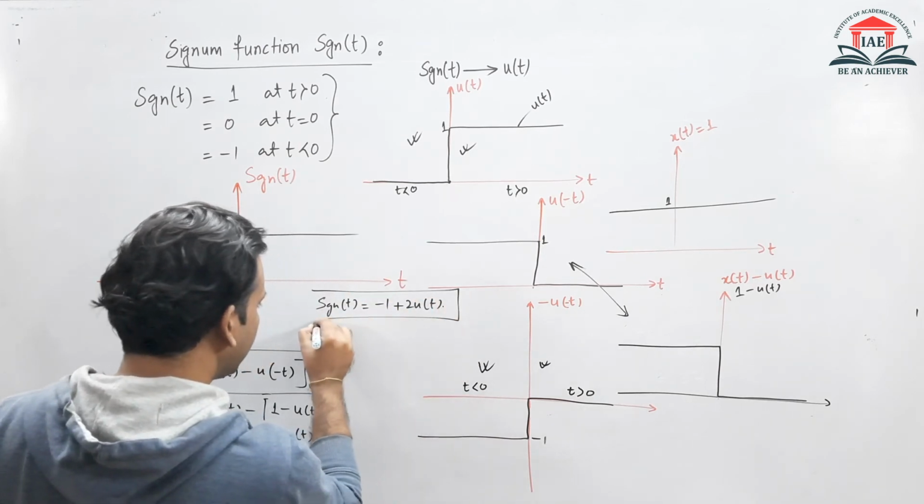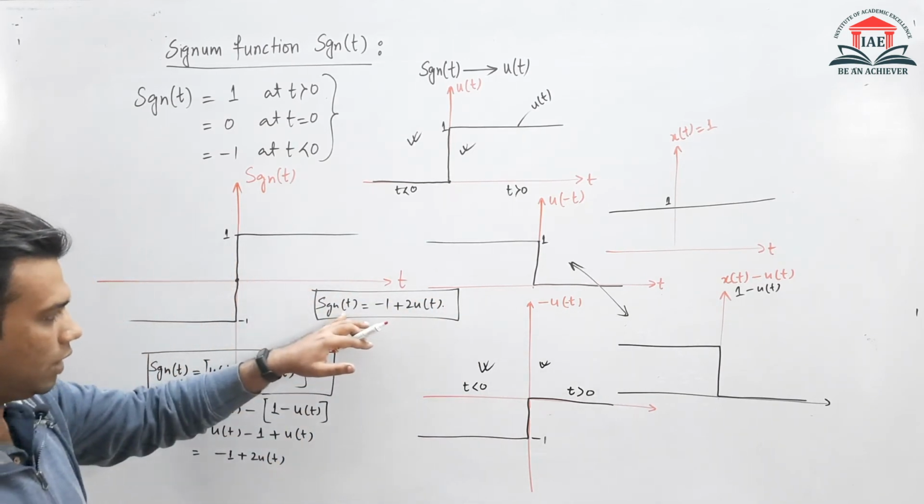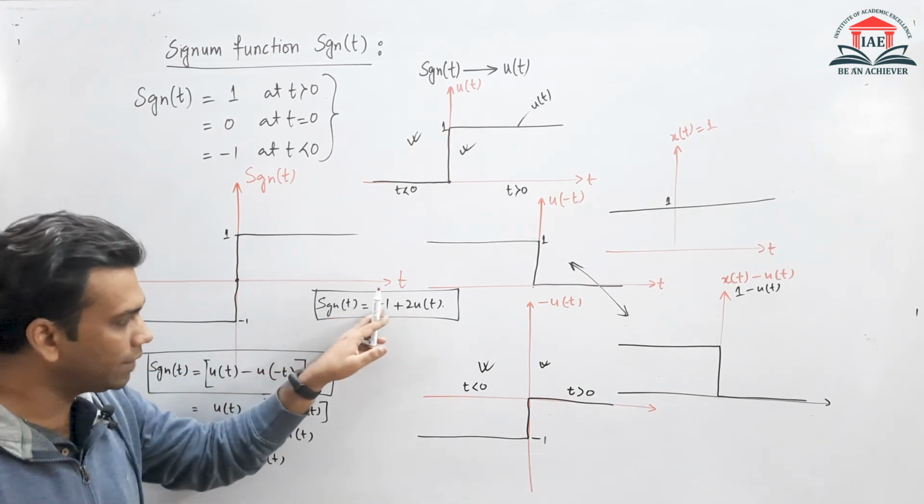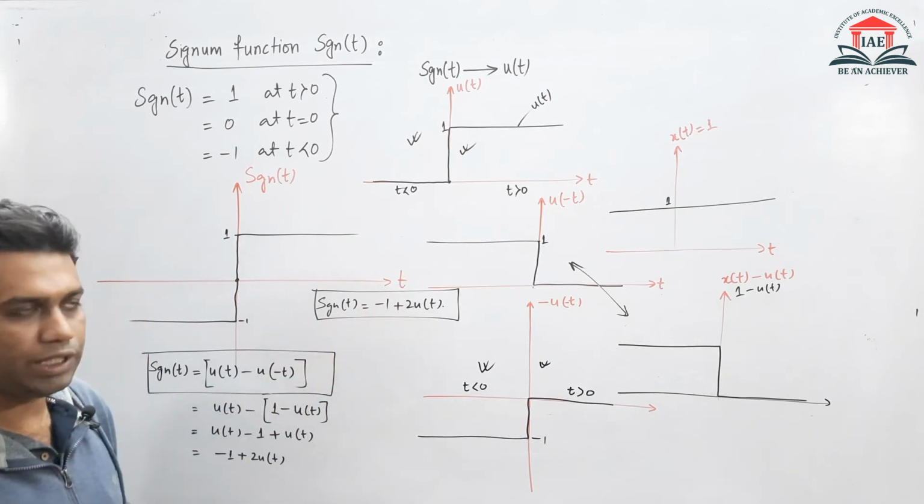So this is the representation of the signum function using the unit step function, that is, signum function is equal to -1 plus 2 of ut.